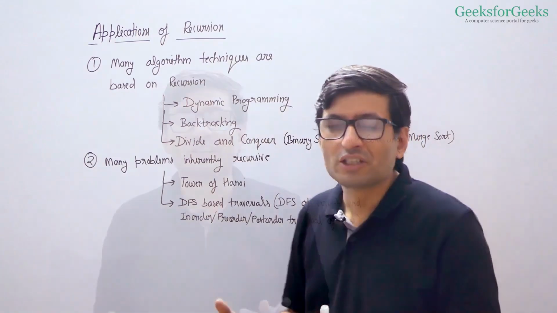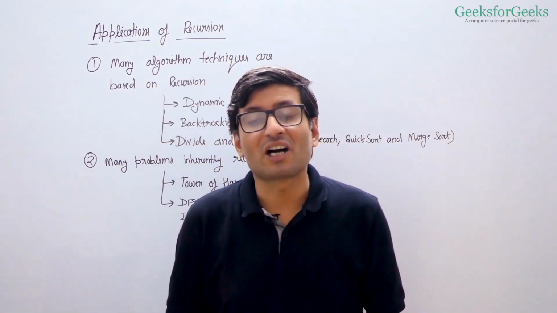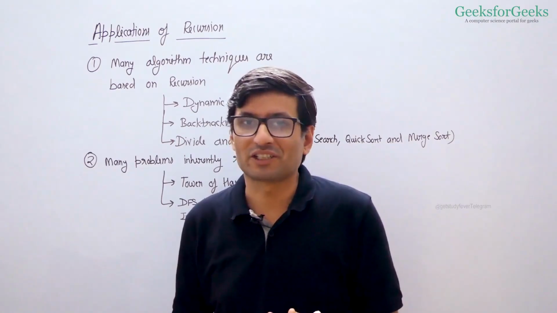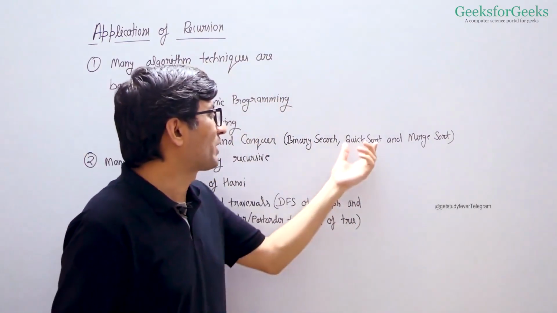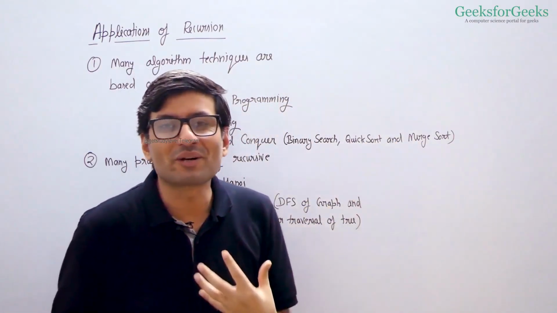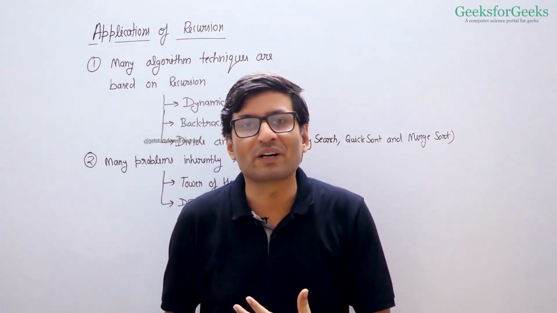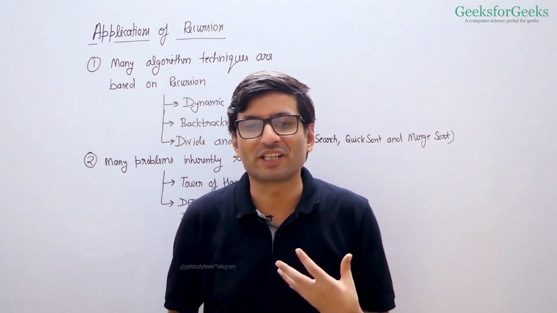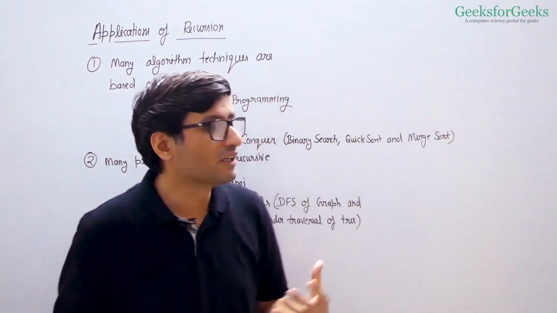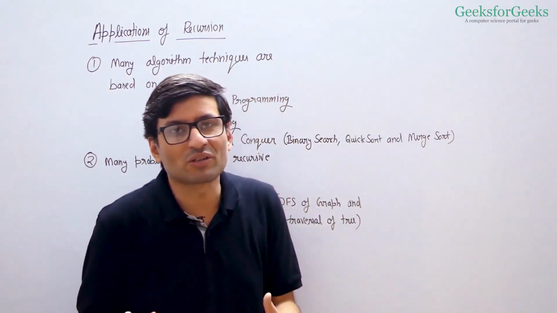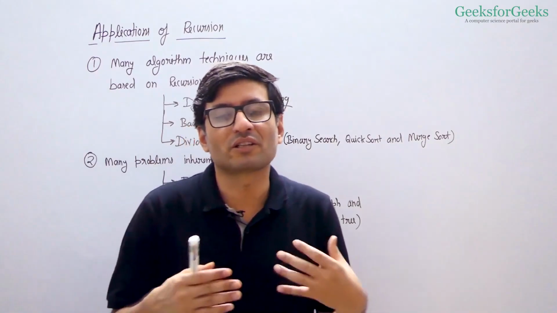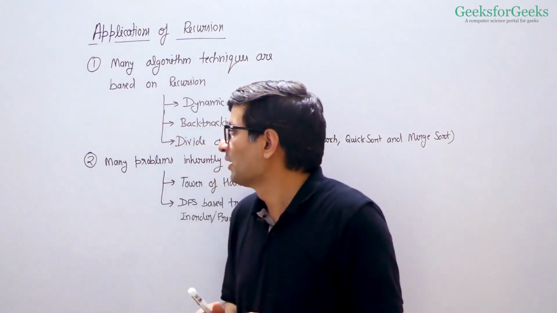Divide and conquer algorithms are mostly implemented using recursion. For example, quicksort and merge sort. These are divide and conquer algorithms, and you generally find their recursive implementations in textbooks and most other places. Binary search is also divide and conquer, and people many times write recursive binary search.